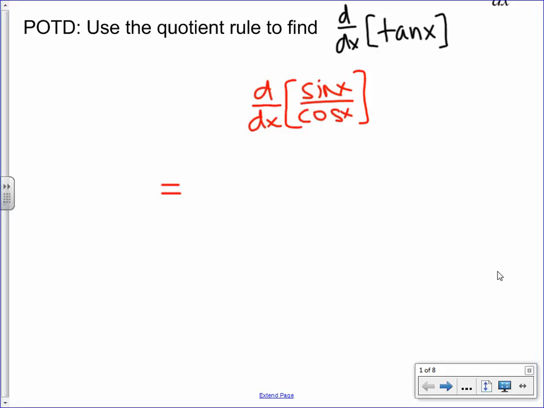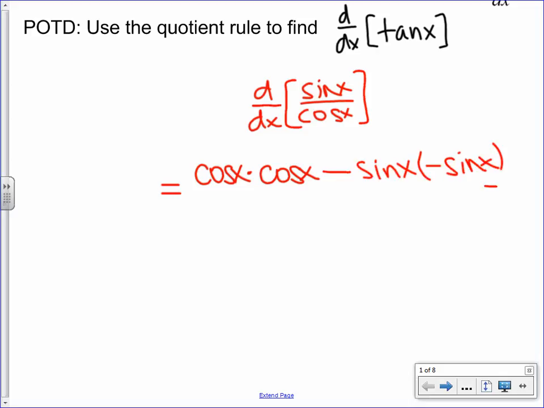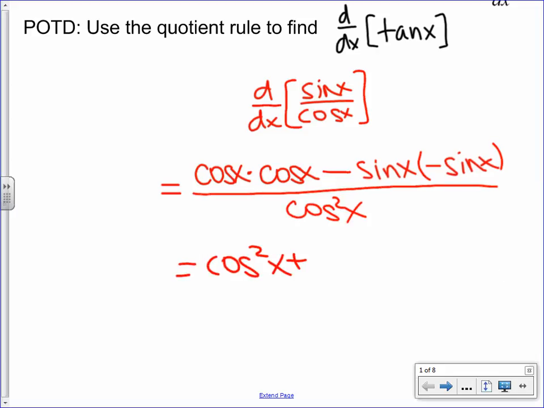Okay. Low times derivative of the numerator, minus high times derivative of the denominator, all over low squared. So you get cosine squared plus sine squared over cosine squared.